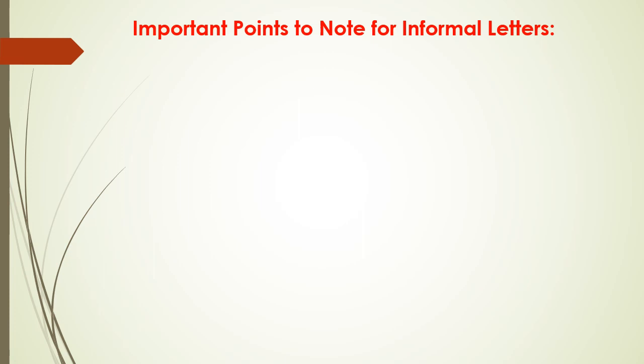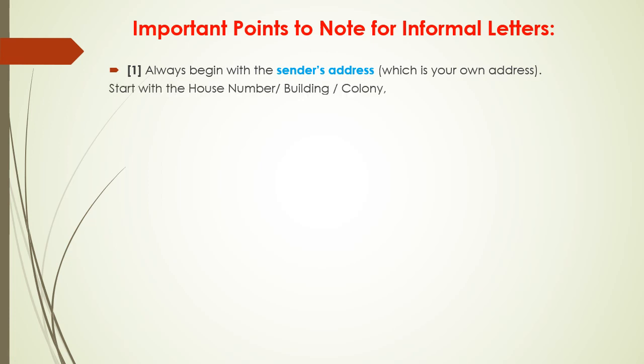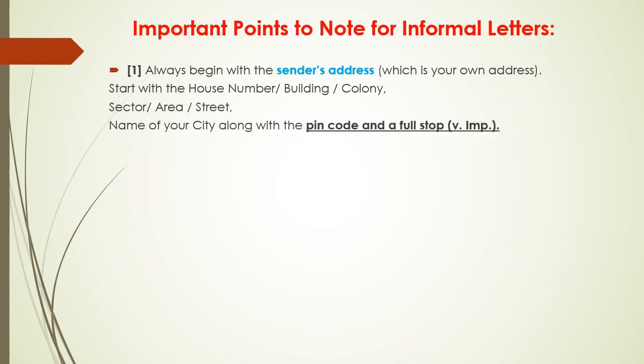Points to note while writing an informal letter. Always begin with the sender's address, which is your own address. You start with the house number, building or colony, followed by a comma, sector, area or street, again followed by a comma, name of your city along with the PIN code and a full stop.